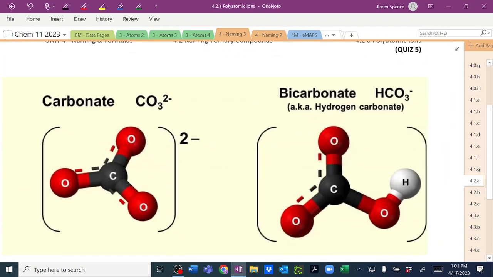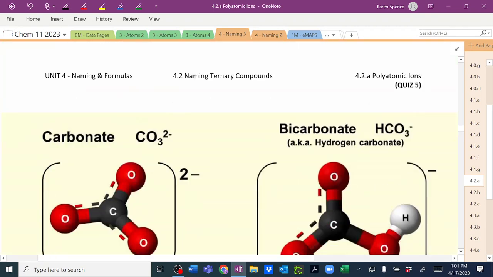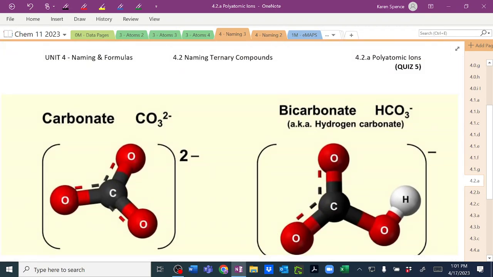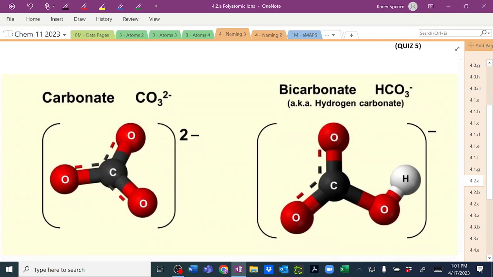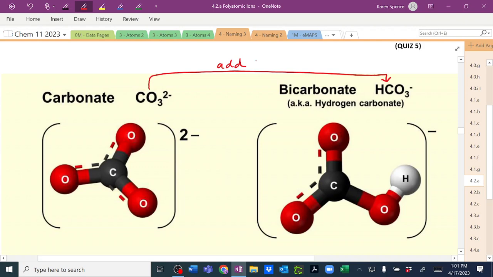Okay, now here's a couple, we're on page 38. I would like you to look at the carbonate ion and the bicarbonate ion and tell me, what did we add to carbonate in order to get bicarbonate? We have to add a hydrogen, and not just any old hydrogen, because we started with a 2- charge and we finished with a 1- charge. What's the charge of the hydrogen that we had to add to it? It has to be hydrogen plus.